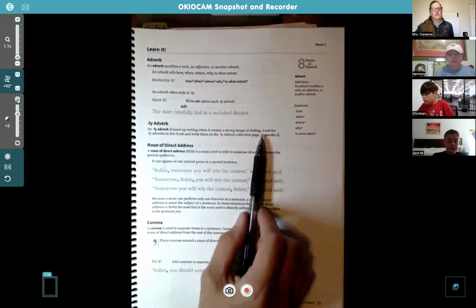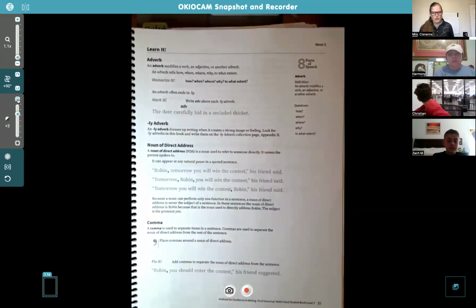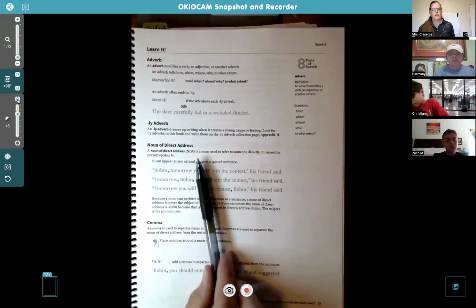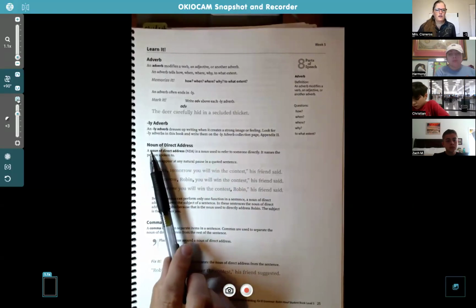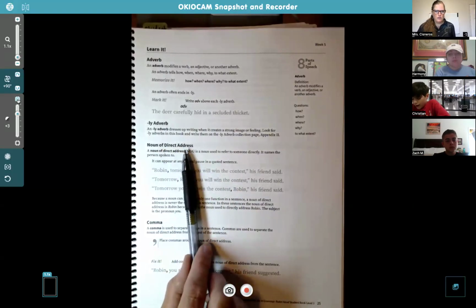And here it just says, there's a page at the back of the book that you can write your own ly adverbs on if you want. It's optional. So if you come across a great ly adverb, sometimes I'm reading something and I'm like, hey, that's a really good one. I forgot about that one. If you write it down back there, then you can use it in your writing later in the back of this book, okay?